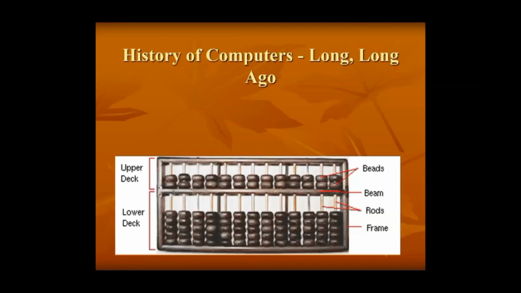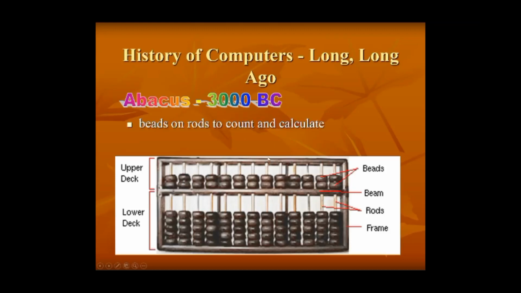We call it the abacus. Okay, so class, we started using the abacus in 3000 BC. So meaning to say, we started using it during ancient times. That's how long we have been using this one. There are beads on the rods to count and calculate. So meaning to say, this is the very first computer. We use this to count and calculate.